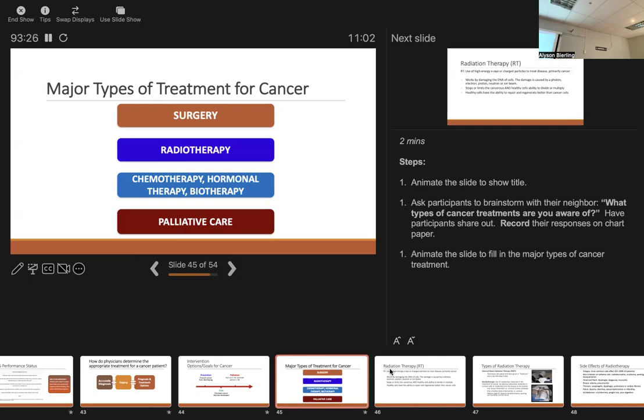Okay, so for some patients, they might receive surgery and systemic therapy. For some types of cancers, they might receive surgery and radiotherapy and systemic therapy. Some patients might receive only surgery. Some patients might receive only radiotherapy. Some patients might receive only systemic therapy. Okay, think of them as tools in our toolbox. And depending on the type of cancer and the stage of cancer, we use a different combination of these tools to treat the cancer. Okay.